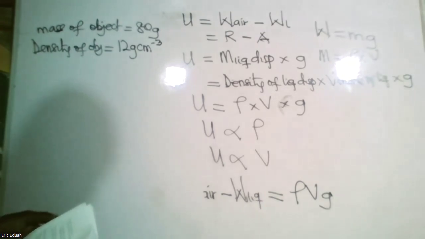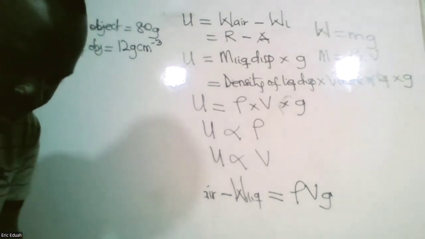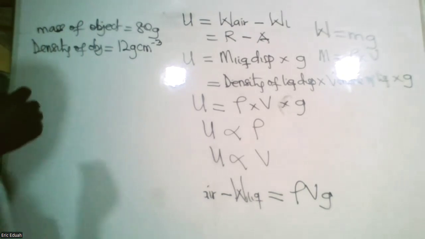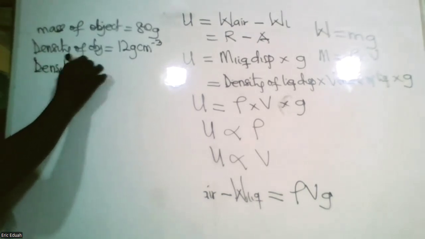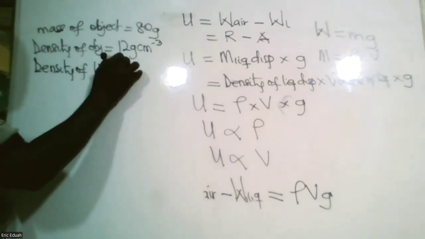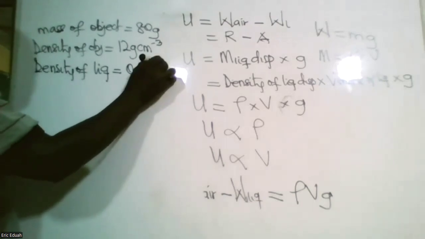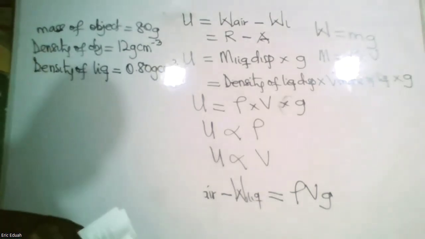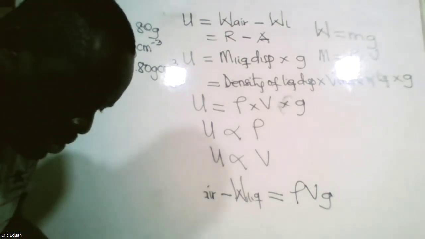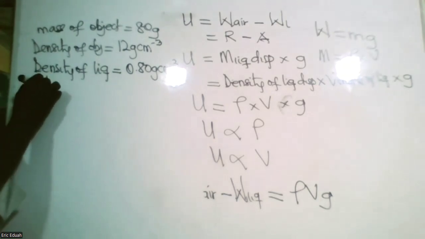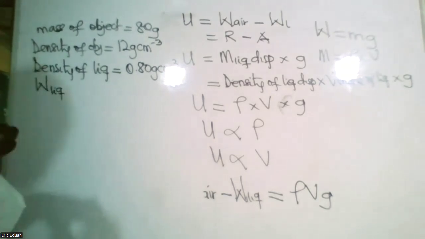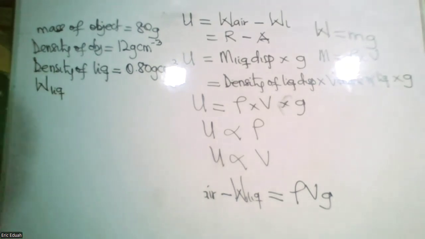It's suspended by a thread and lowered until half of its volume is immersed in a liquid of density 0.8 gram per cm cube. So density of liquid is also given as 0.80 gram per cm cube. Calculate the weight of the object in the liquid. So we are looking for weight in liquid, W_L.